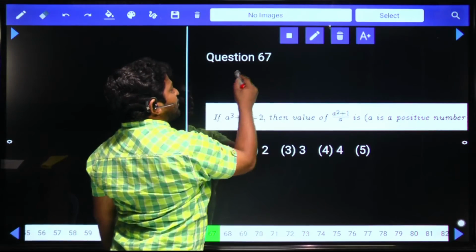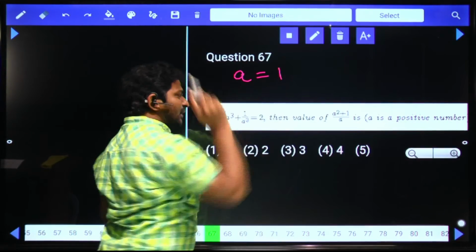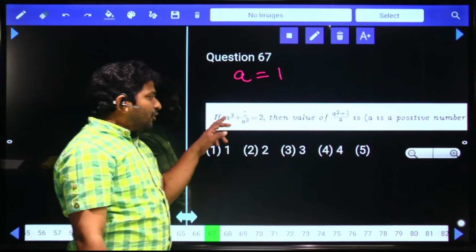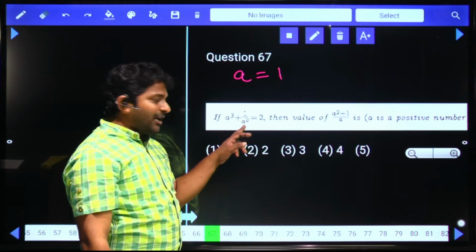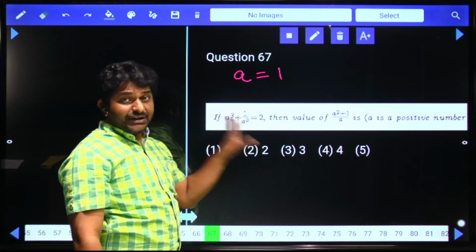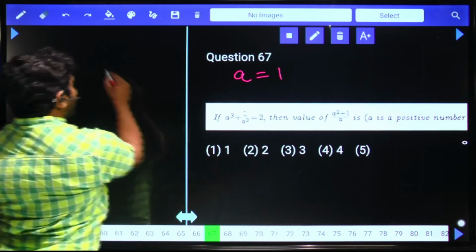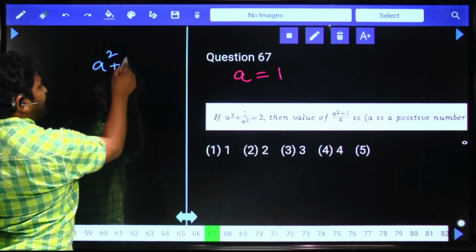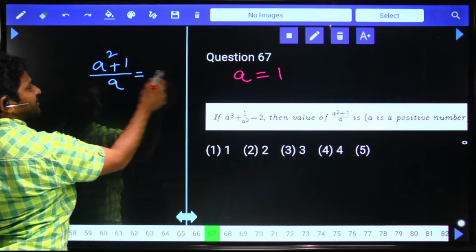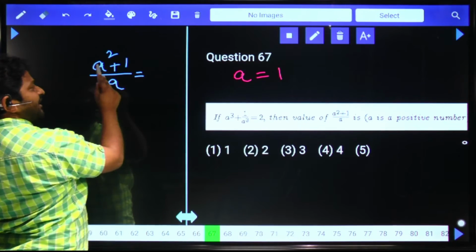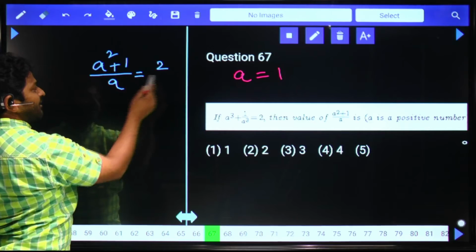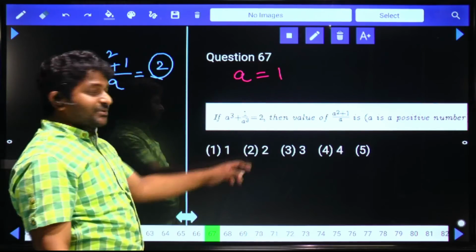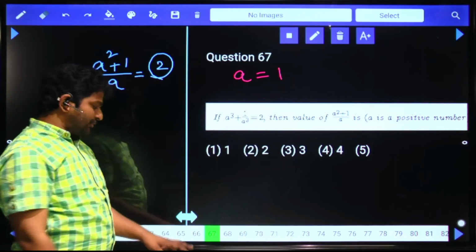Simply substitute values here. a is equal to 1. a cube is equal to 1, plus 1 by a cube is also 1. 1 plus 1 is 2. Condition satisfied. Now your question is to identify a square plus 1 by a is equal to how much? Substitute the value of a as 1: 1 plus 1, 2 by 1. Answer 2. Second option is the answer. I'm going for the substitution rule.